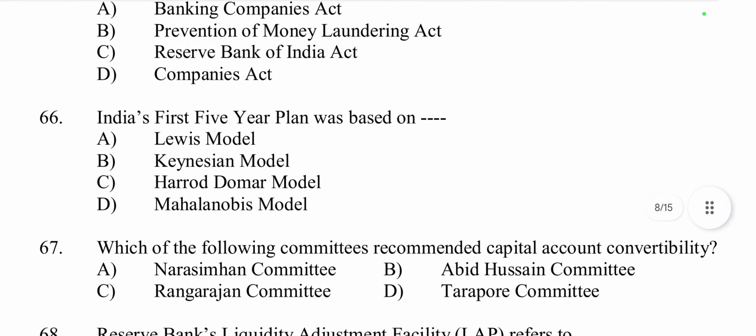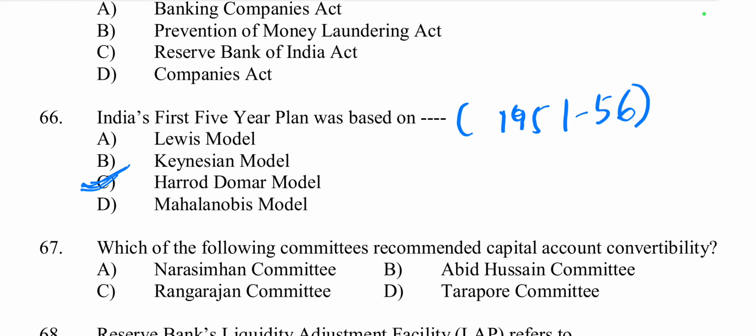Then question 66, India's first 5-year plan was based on the Lewis model, Keynes model, Harrod-Domar, Mahalanobis. The first 5-year plan was based on the Harrod-Domar model, the second on Mahalanobis. Option C is the right answer, because the first plan ran from 1951 to 56. It focused on agriculture and used the Harrod-Domar growth model.